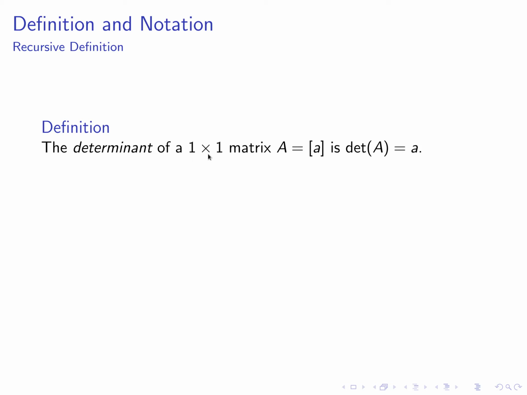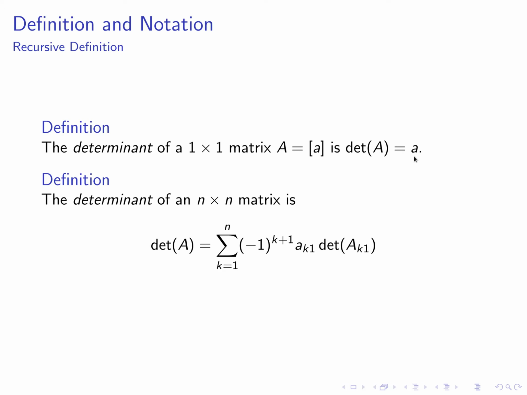So a 1 by 1 matrix is nothing other than just a scalar sitting inside of a 1 by 1 grid. The determinant of this scalar, or of this 1 by 1 matrix, is simply that scalar. Okay, so it's very easy to take a determinant of a 1 by 1 matrix. What about a larger matrix?